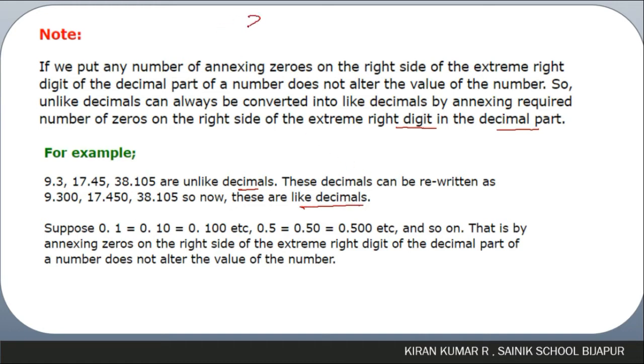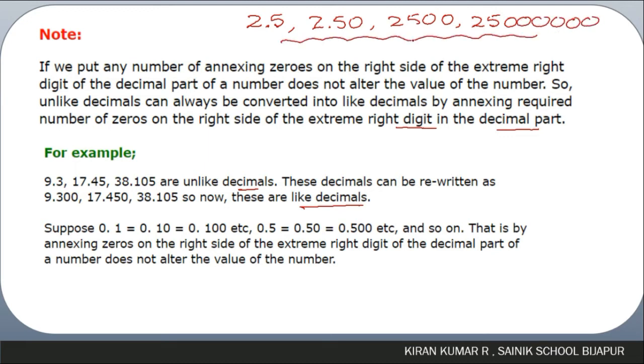Remember friends, if there is a number 2.5, it is the same as 2.50, that is the same as 2.500, that is 5 followed by any number of zeros. They are all the same. So at any point of time we can convert unlike decimals into like decimals by annexing zeros after the extreme right of the decimal part.